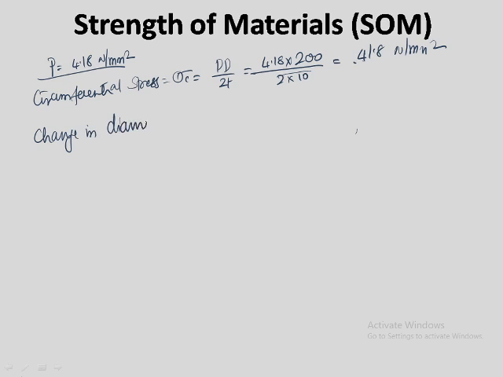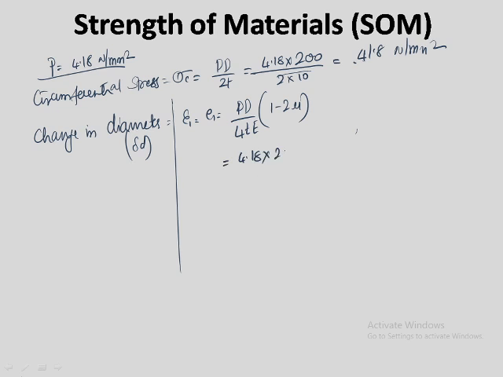diameter. To get the change in diameter, you need to find out epsilon 1, the circumferential strain. So delta D you need to calculate here. Circumferential strain is equal to PD divided by 4tE, in bracket 1 minus 2 mu. Now 4.18, diameter is 200, thickness is 10, Young's modulus is 2 into 10 to the power of 5. So 1 minus 2 into 0.3. Now we calculate how much we are going to get here.